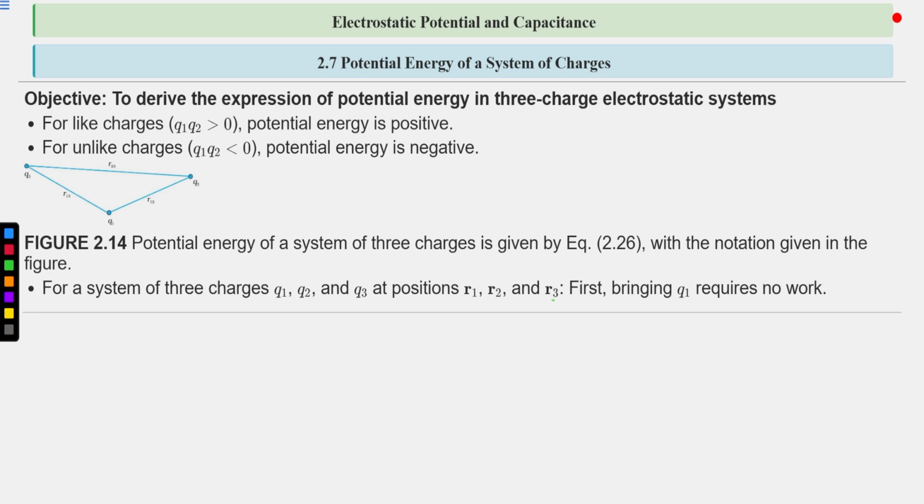Okay. So first bringing Q1 requires no work. As I have already mentioned and we have already seen in the two charge system, when all these 3 charges are at infinity, we have to bring this Q1 charge to this point. So there is no other electrostatic field or potential present. So this Q1 requires no work.